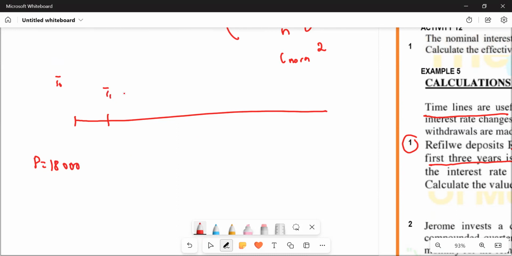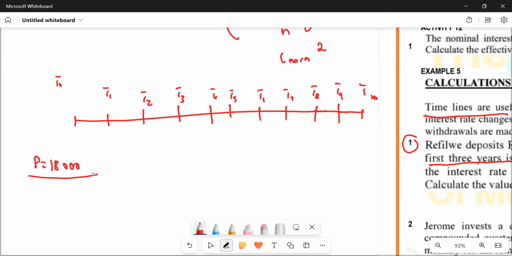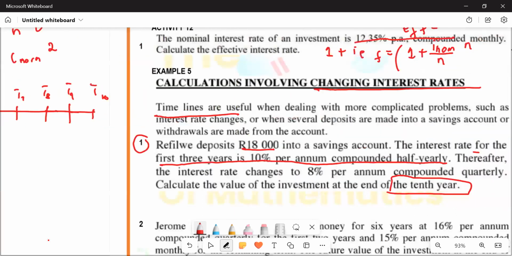And then after that, we have T1, T2, T3, T4, T5, T6, T7, T8, T9, and this is where we stop at T10. So Refiller is going to invest 18,000 for 10 years. Now, how is this 10-year structure? Just check how this 10-year structure is.